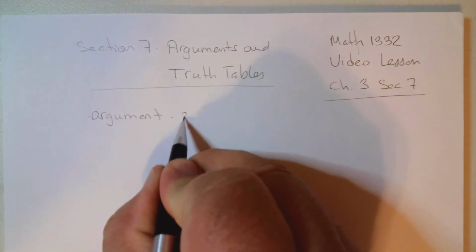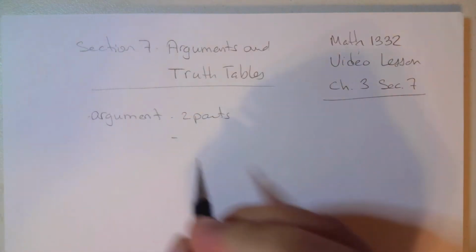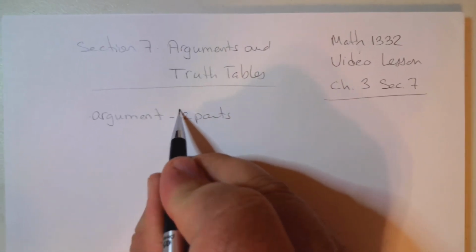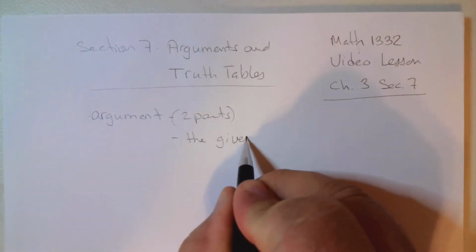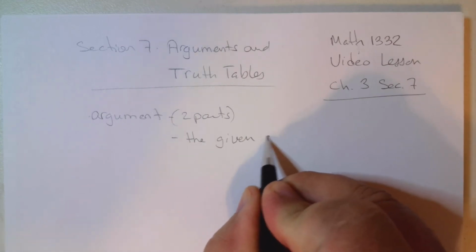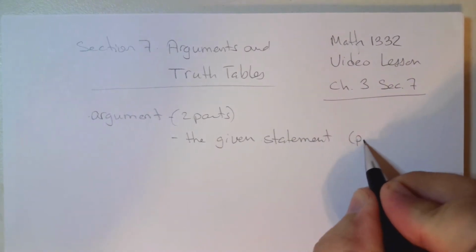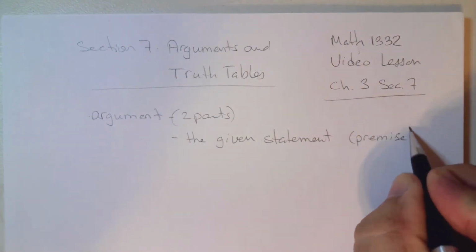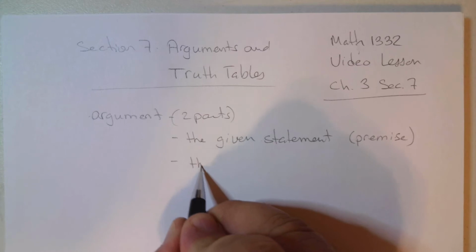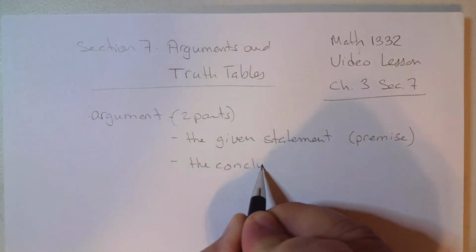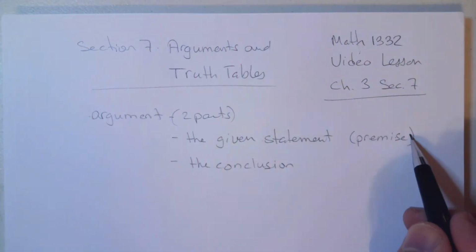An argument is made up of two parts. The first part is the given element or the given statement. This is called a premise, or premises. And then the conclusion.